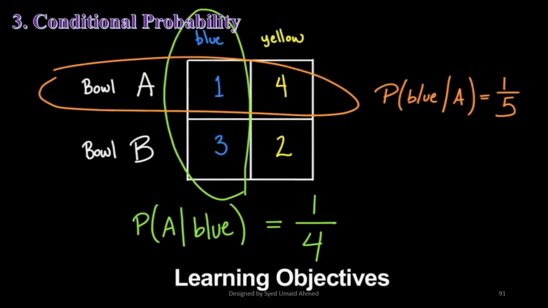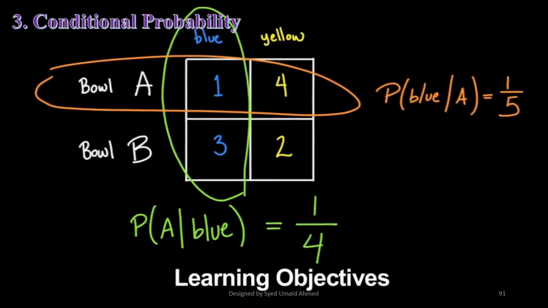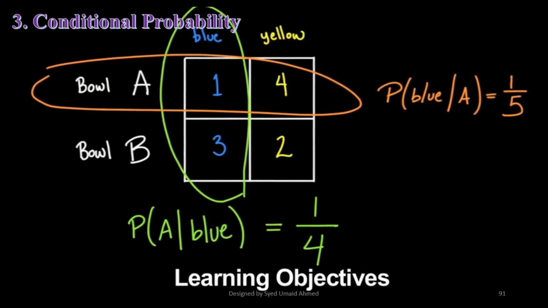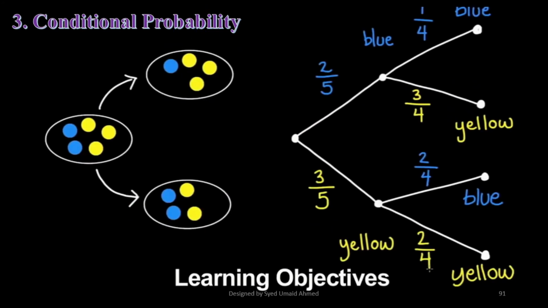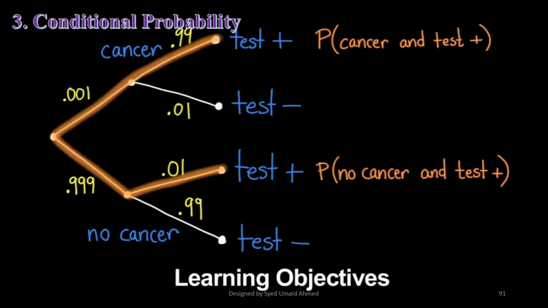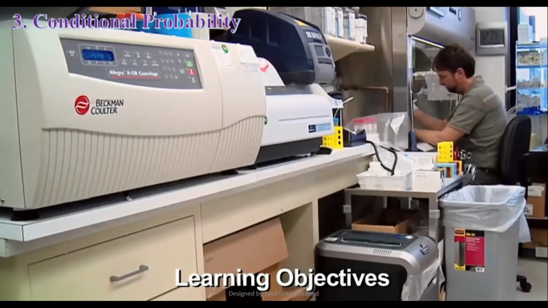Before watching this video, you should be familiar with basic probability vocabulary and the definition of conditional probability. After watching this video, you'll be able to calculate the conditional probability of a given event using tables and trees, and understand how conditional probability can be used to interpret medical diagnoses.